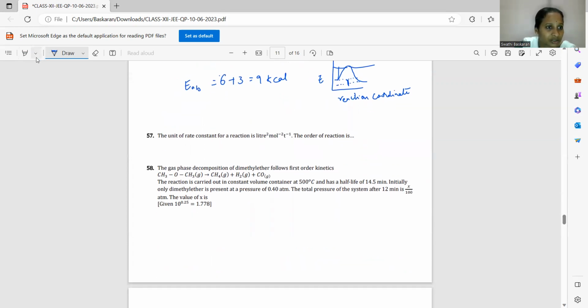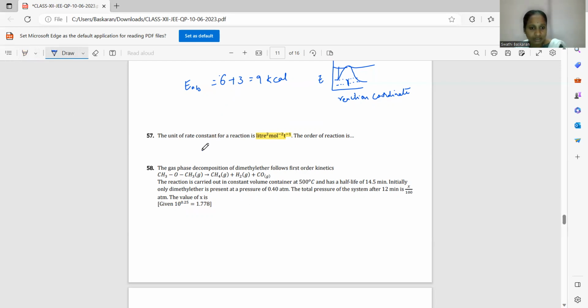Now find the next question. So what is the next question? The unit of the rate constant is being given. What is the rate constant that they have given? This is liter square mole minus 2 time inverse. The order of the reaction is 3. Why is the order of the reaction 3?